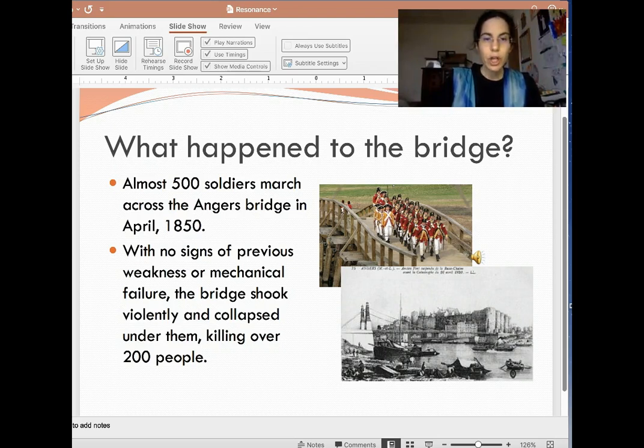But if you're the French, you want to know what happened. The bridge was perfectly fine. Pause. Indicate your hypothesis, press play to check your work. You guessed it.